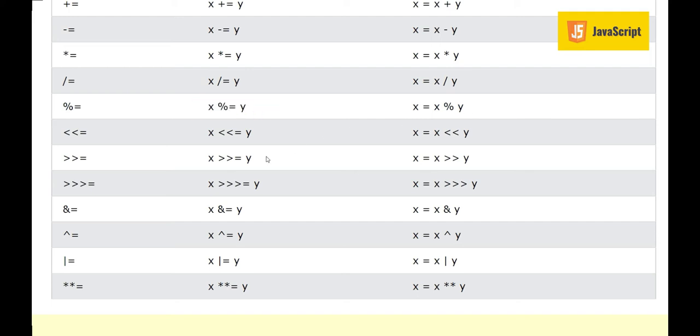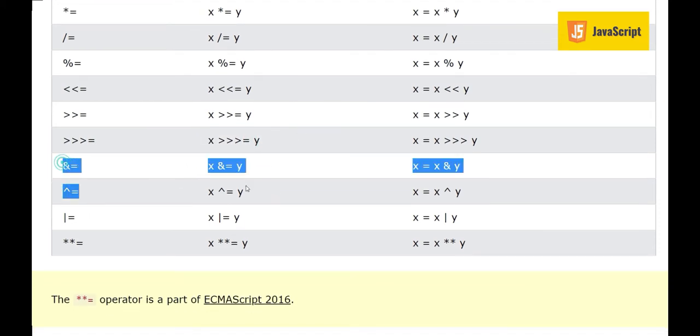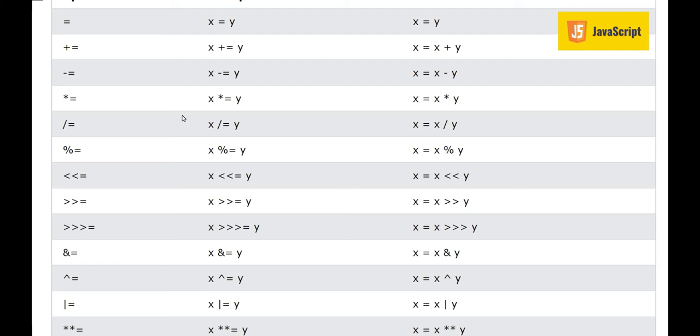x %= y. Then we have the shift left operator, shift right operator. Then we have the unsigned shift right operator. Then we have the bitwise operators: x AND y, x XOR y, and x OR y. Then we have something new here, star star equal to. This is used for exponentiation, x **= y, right? So this is the list of assignment operators in JavaScript.